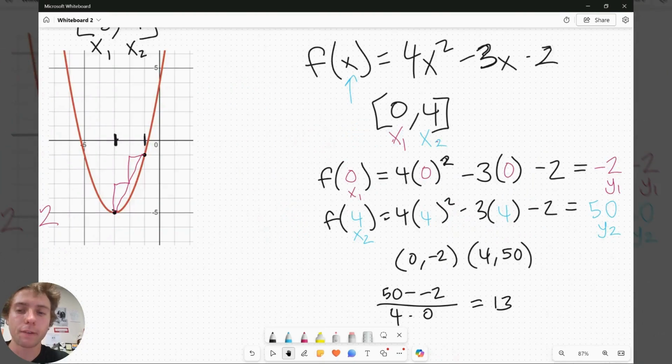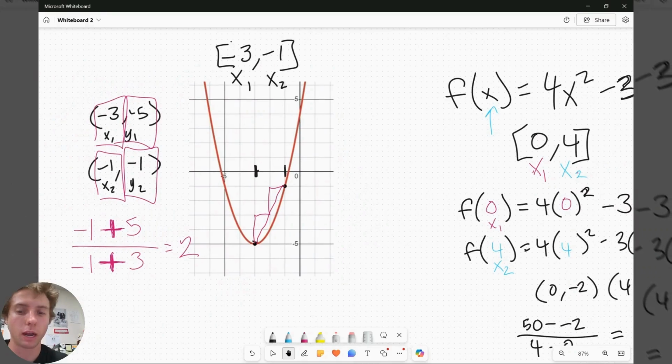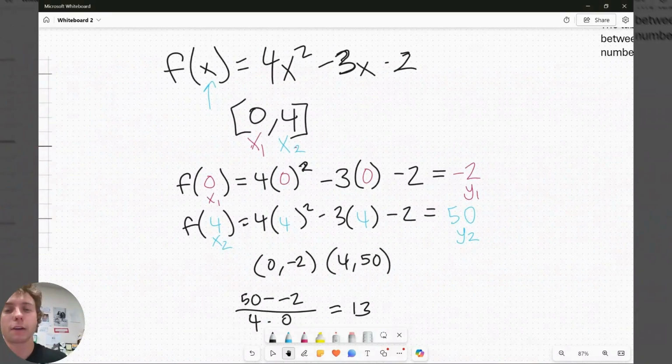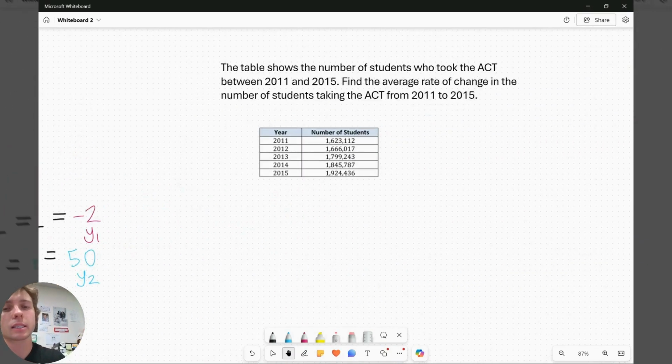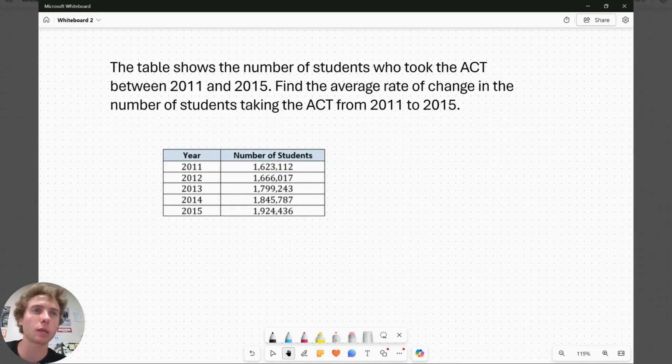So we've looked at how to find rate of change, or slope, basically, on a graph by finding the coordinates. We looked at how to find the rate of change from a function by plugging in. The last example would be from a table. And this, it doesn't have to be a word problem. It can work for any table. But I like this problem because it gives us an idea of what a word problem might look like too.